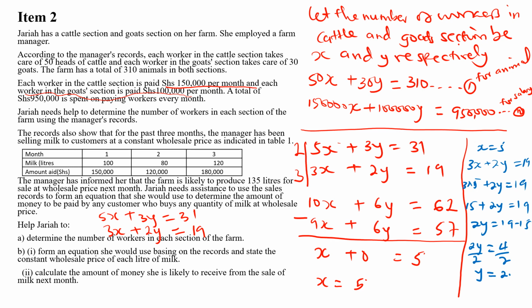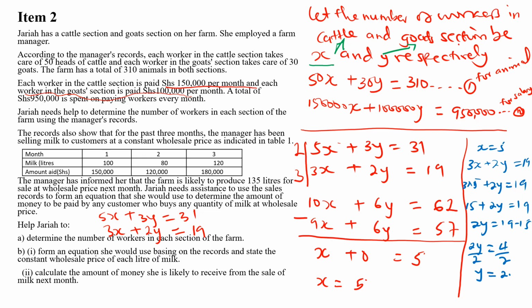But don't just get the values of those variables and end at that. No. Go ahead and give a conclusion. Now, what did x represent? That's why I've kept this statement there. X has represented number of workers in the cattle section, and then Y has represented the number of workers in the goats section. So come and give a conclusion.